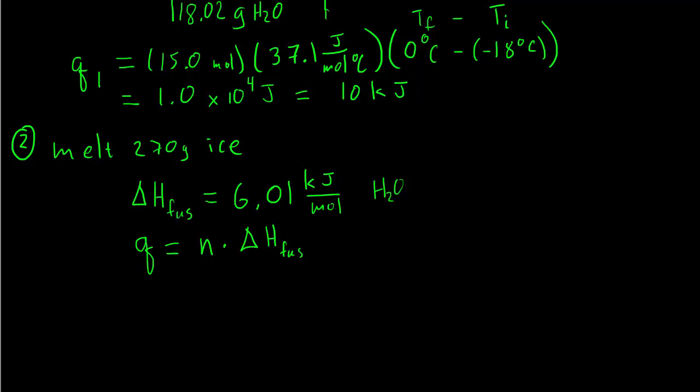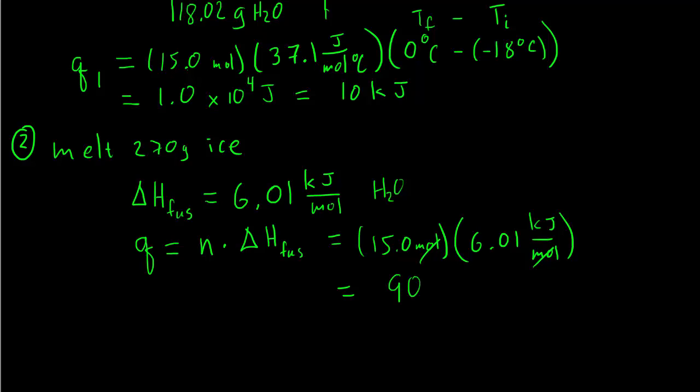There we go. So let's go ahead and substitute our numbers in. We know we've got 15 moles of water. We're going to multiply that by 6.01 kilojoules. That's how much heat we put in per mole. So the moles will cancel out, and that'll give us our answer in kilojoules, and that number is 90, about. So 90 kilojoules. Okay, so that's for region 2.